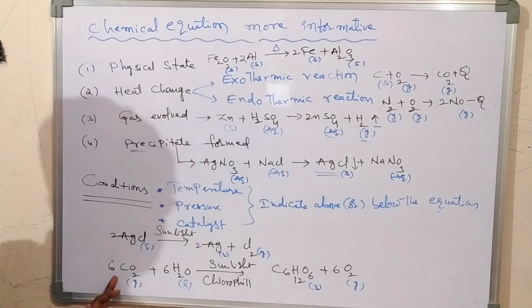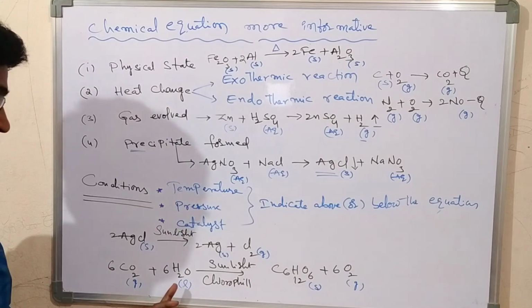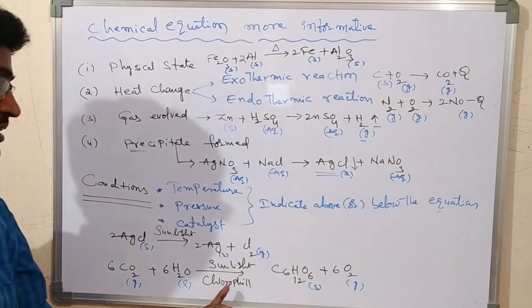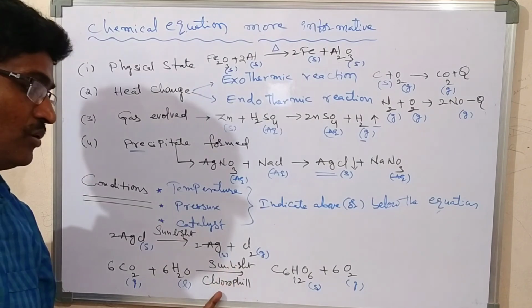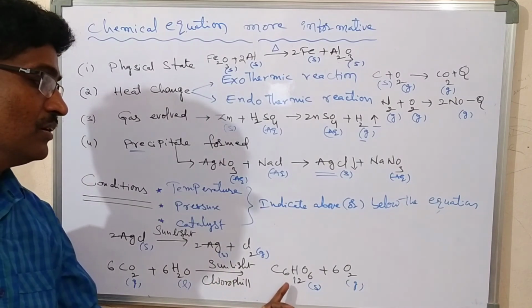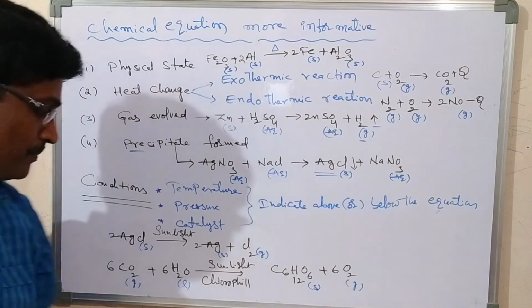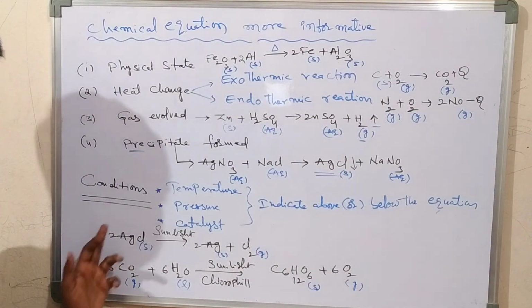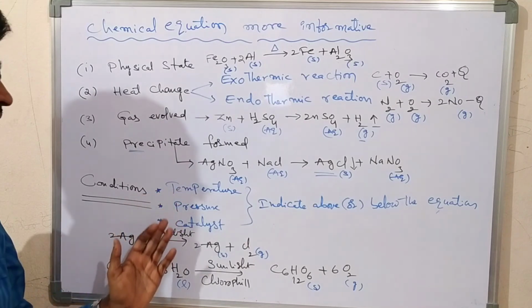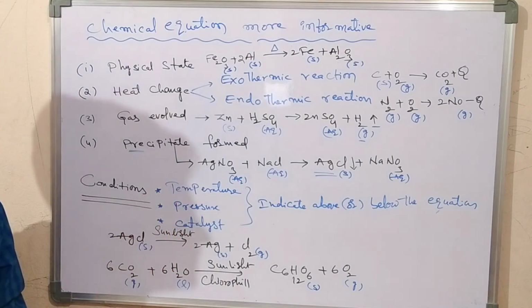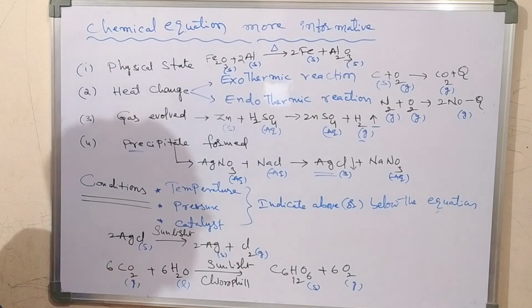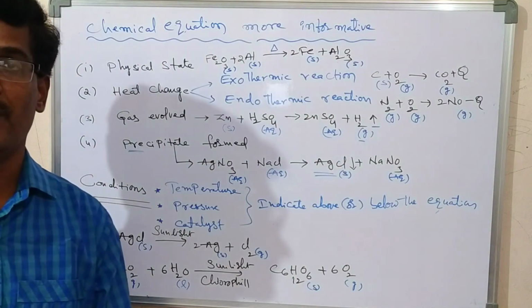One more: carbon dioxide reacts with water, in the presence of sunlight and chlorophyll, which gives glucose and oxygen. Now, these are the conditions: temperature, pressure, and catalyst. This is all about how the chemical equation becomes more informative.